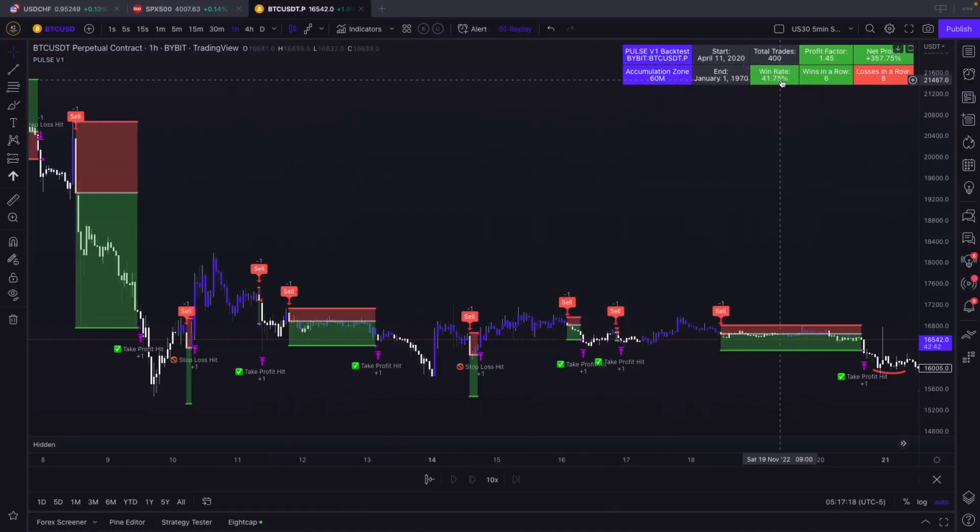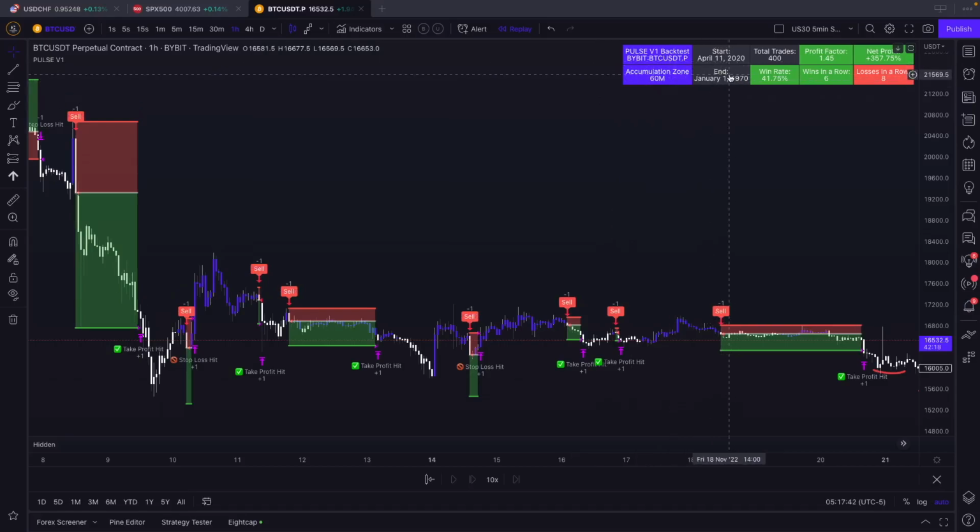So we have a win rate of 41.75%, a maximum amount of losing trades in a row sitting at 8, and winning trades in a row sitting at 6. We have a profit factor of 1.45 and a net profit of 357.75% by risking 2% per trade.